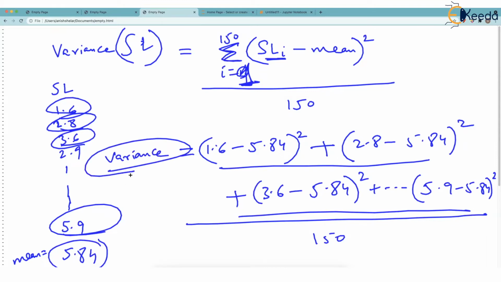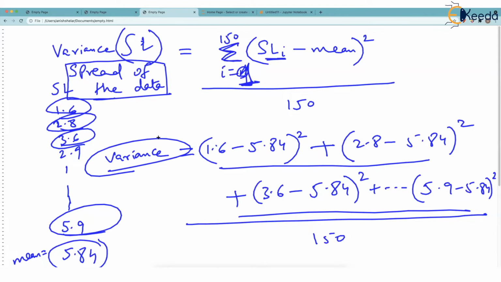Hello, never ever forget this formula. This is so important, super duper important. Not only for machine learning, in day-to-day life also, variance is very important. Actually, variance describes something called spread of the data. It describes spread of the data.